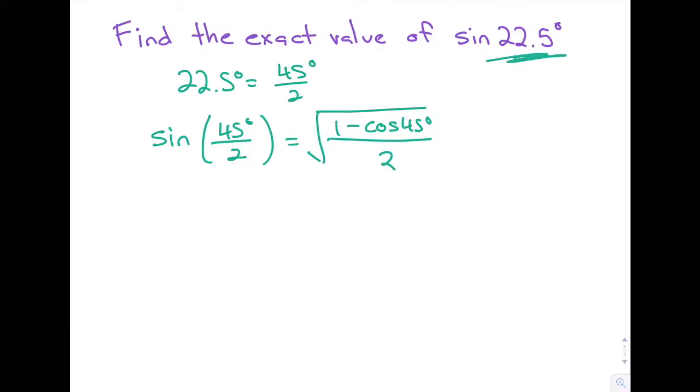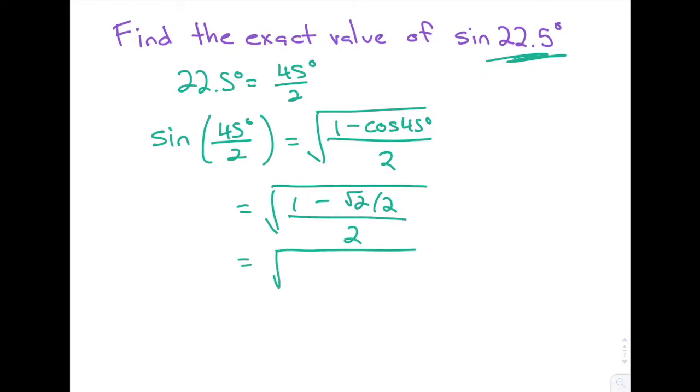So that's a pretty easy one. Remember, that would give us a positive y value. So now we can just evaluate the square root of 1 minus cosine of 45 degrees, which is root 2 over 2, all over 2. In other words, this gives us the square root of 2 minus root 2 over 4, or 1/2 the square root of 2 minus the square root of 2. So that is the exact value of sine 22.5 degrees.